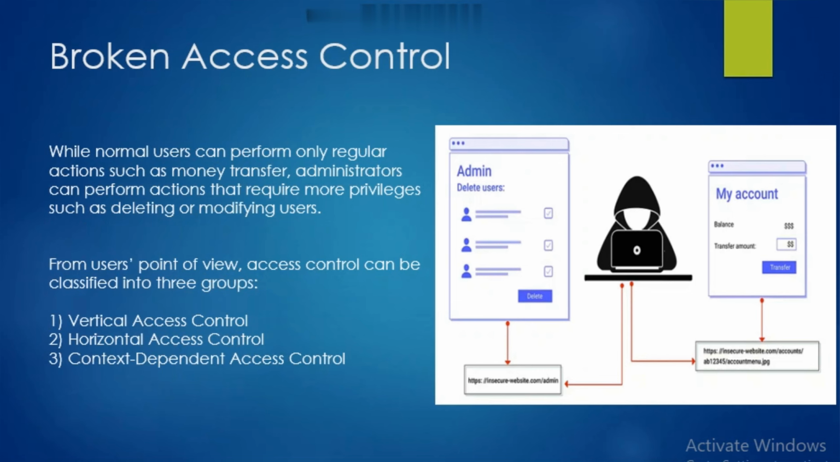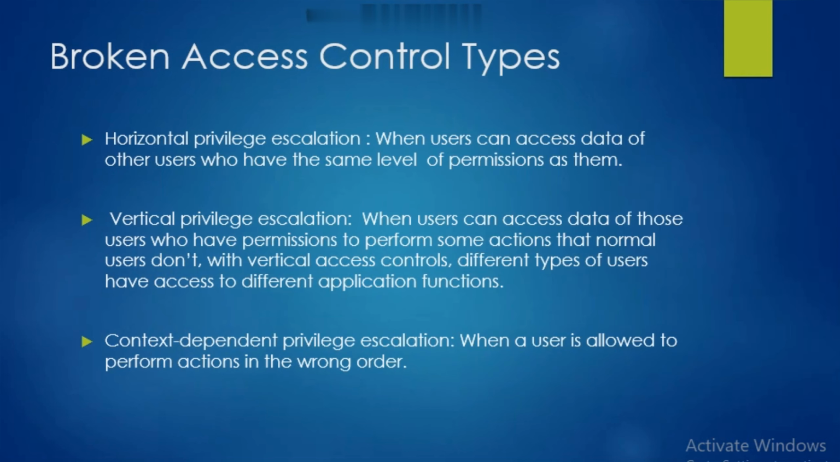From the users' point of view, access control can be classified into three groups: vertical access control, horizontal access control, and context-dependent access control. Horizontal access control is when users can access data of other users who have the same level of permissions as them. For example, when you log into your social media account, you are allowed to see your content and make changes to it, but you are not allowed to get access to other user accounts. However, things could go wrong if access control is flawed.